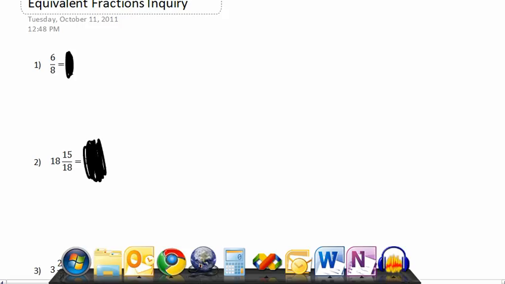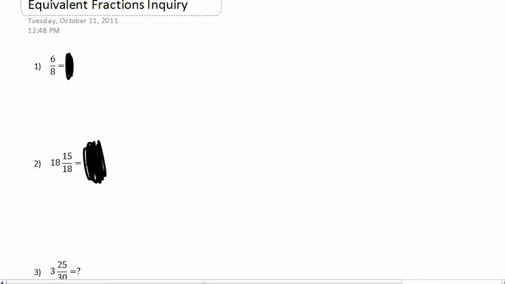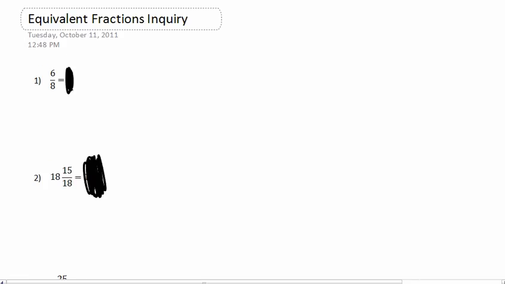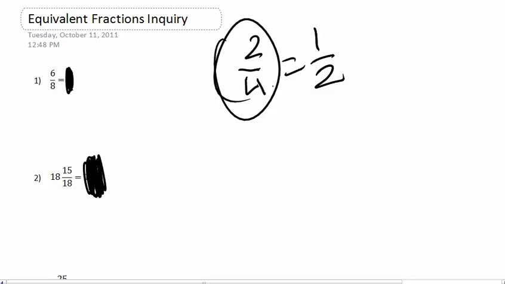Hello, and today I'm going to be teaching you about equivalent fractions and how to get them, or what they are. So equivalent fractions are pretty much the same fractions. I'll just use an example real quickly. 2/4 equals 1/2. That is an equivalent fraction because 2/4 is the same as 1/2.